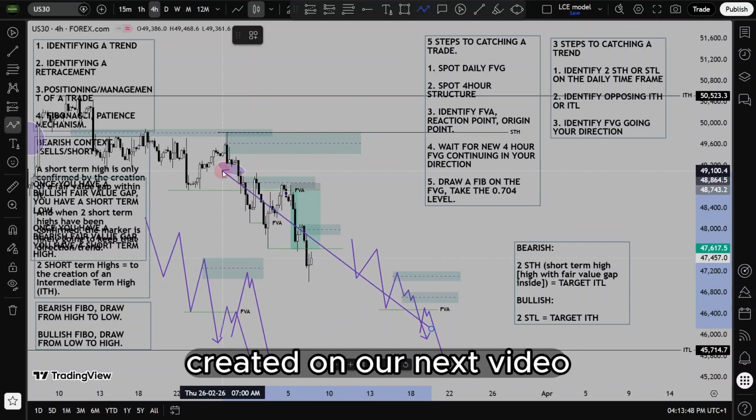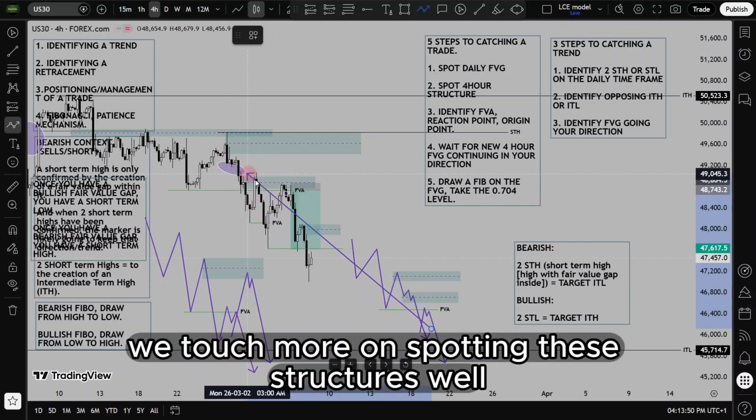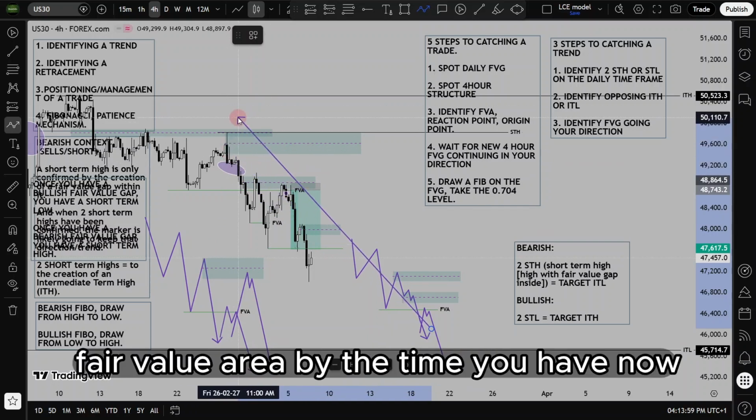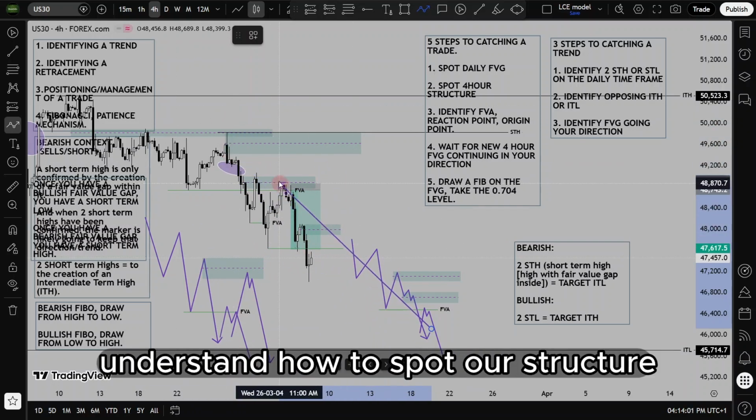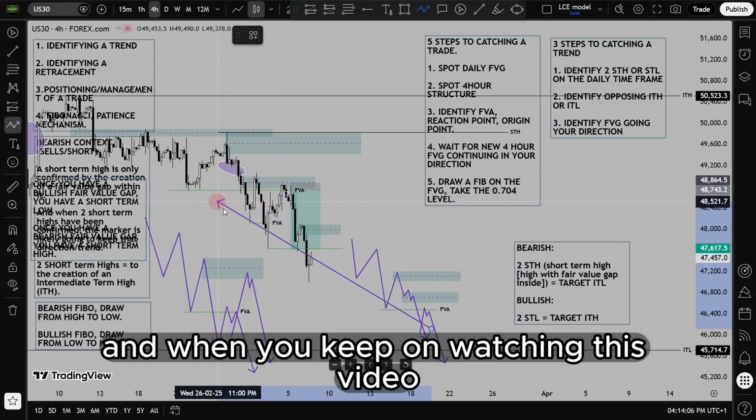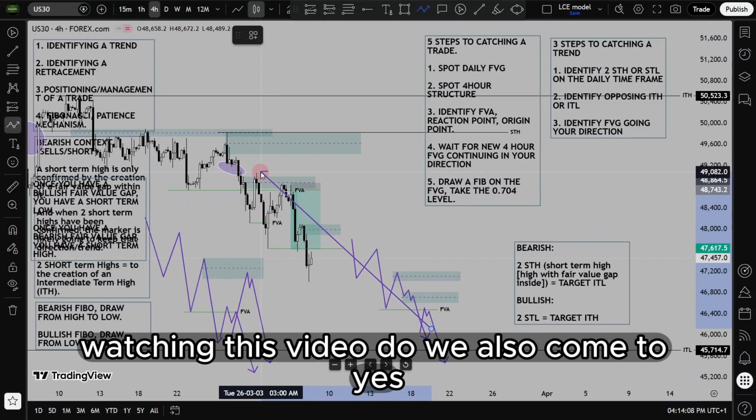On our next video, we will touch more on spotting these structures. We'll be spotting each structure with their reaction point, origin point, fair value area. By the time you now understand how to spot out structure, it will no longer be a problem for you. And when you keep on watching this video, you will also come to understand it.